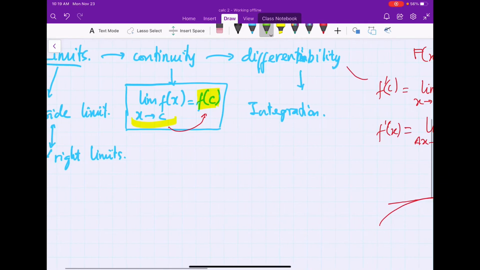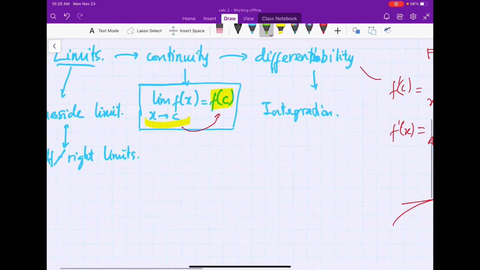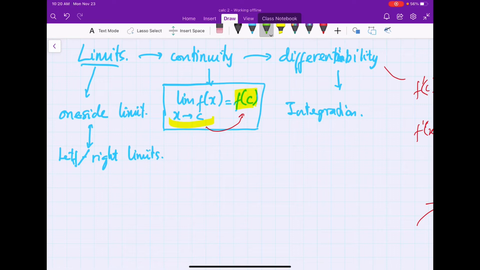And we learn applications of the first and second derivative. Let me write that in here. Application of the first and the second derivative.